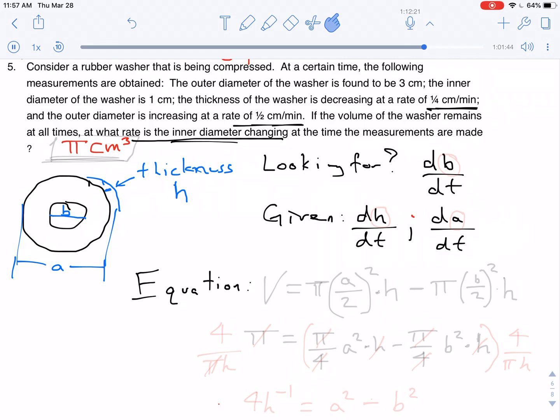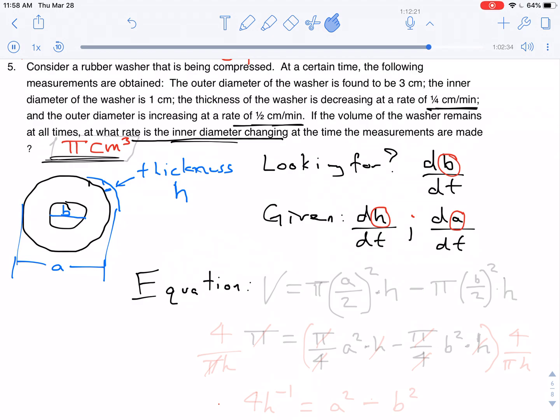So our next step is finding the equation to relate all three of those variables, my H, my A, and my B. We are going to relate them in terms of our volume, because we're given a hint that volume is a constant, pi centimeters cubed. And this is a cylinder. I technically have two cylinders: one outer diameter cylinder, and then I need to take away the inner diameter cylinder because we are missing that bit. So we're going to use the volume of a cylinder.